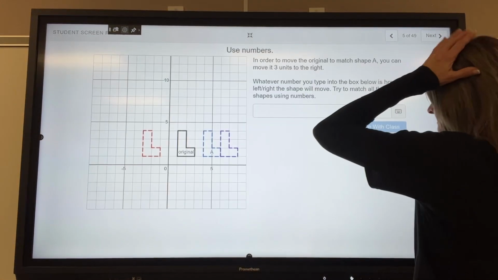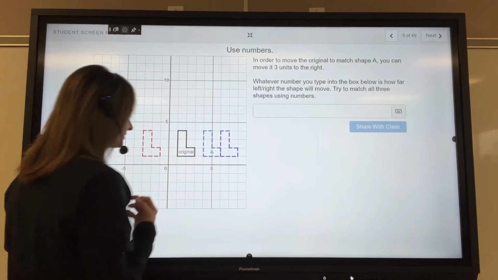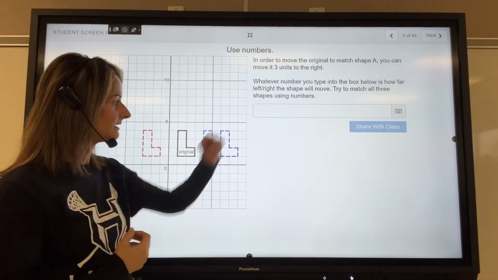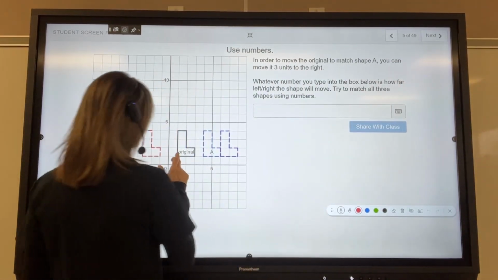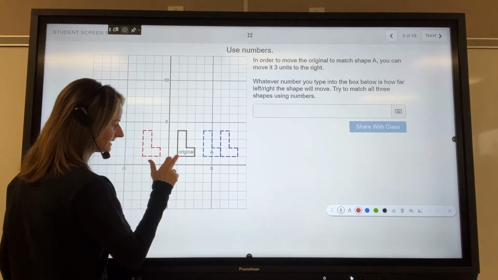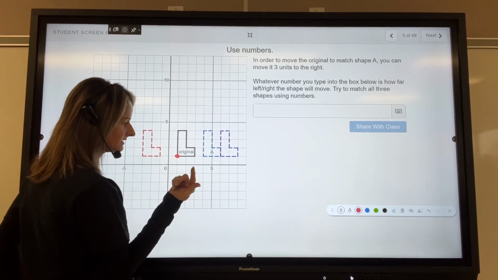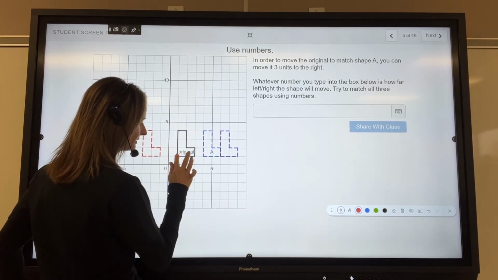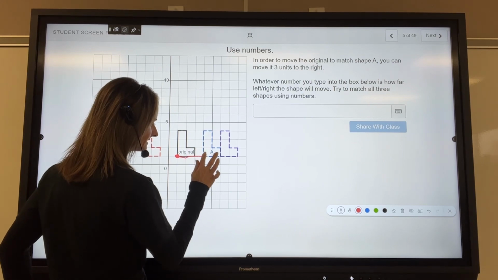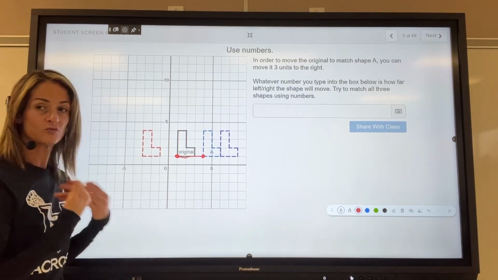Okay, slide number 5. Now, we gotta tell the computer, move this shape. Usually what I do is I pick a point, and we'll just pick that same point that we used in the last slide. How many do I have to move this to the right to have this black figure map onto the blue figure? So it looks like it's 1, 2, 3. That's the same location of that point over the blue figure. So I'm gonna have to go right 3.